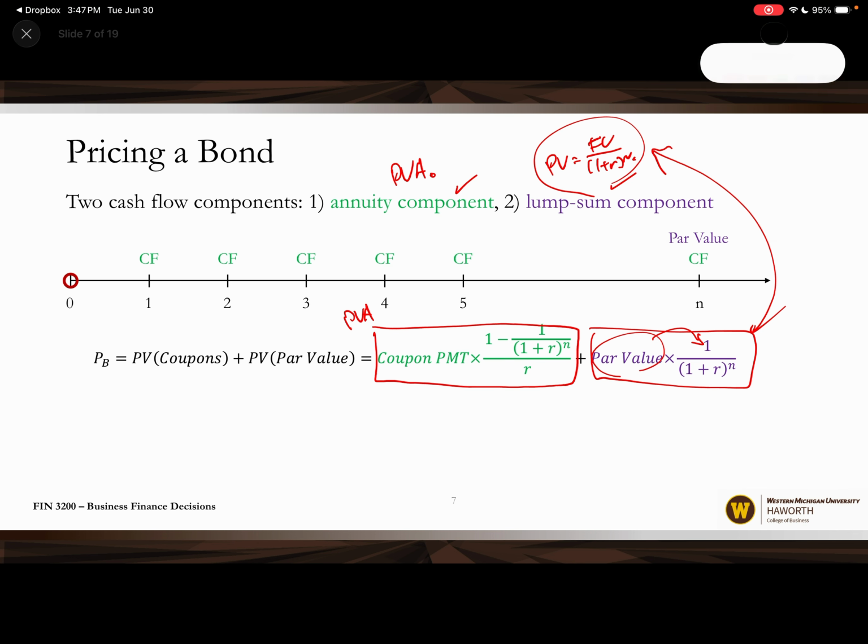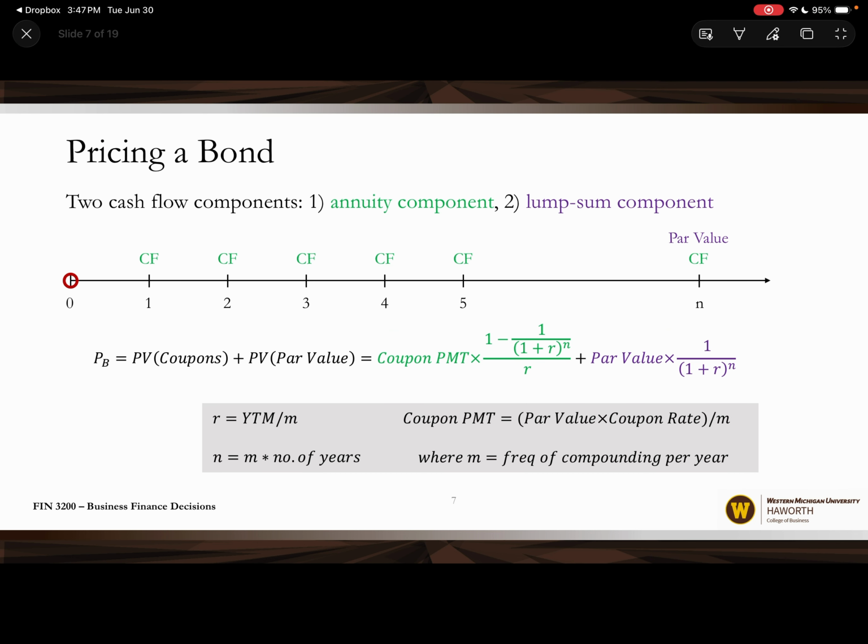Here, the R that you're going to use in the calculations is actually YTM over M. The yield to maturity will usually be given to you. And M, as we talked about, is the frequency of compounding per year. It's either 1 or 2, depending on whether it's an annual coupon bond. For annual, you'll use 1, and for a semi-annual coupon bond, you'll use M of 2.